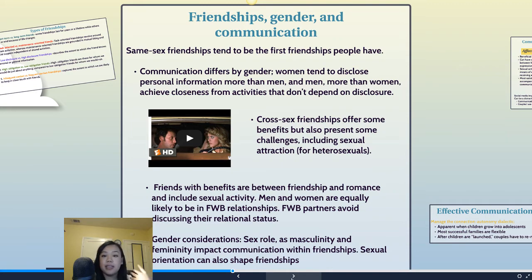But one of the things in sum that I really want you to know is at the very bottom of this slide. What we do know is that your sex role and your gender presentation impacts communication in friendships. Sexual orientation also has a factor in shaping friendships as well. And this is because gender is such a fluid spectrum that people can present their gender in a multitude of different ways. And how different people's gender presentations interact or don't interact will influence their communication in their friendship. And the same goes for sexual orientation as well.